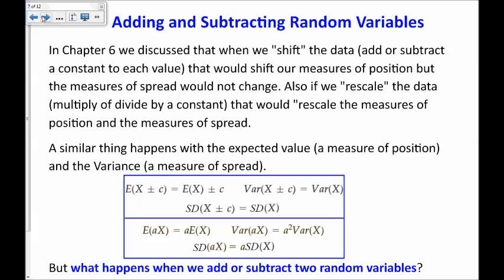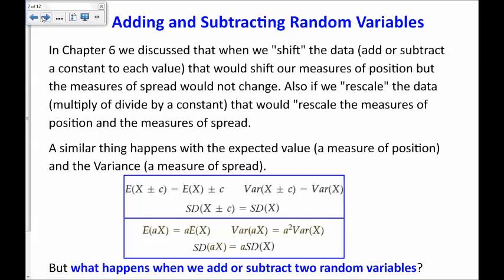Okay. The next topic is about adding and subtracting random variables. In chapter 6, we discussed that when we shift the data, meaning we add or subtract a constant to each value, that would shift our measures of position, but the measures of spread would not change. Also, if we rescale the data, meaning we multiply or divide by a constant, that would rescale the measures of position and the measures of spread.